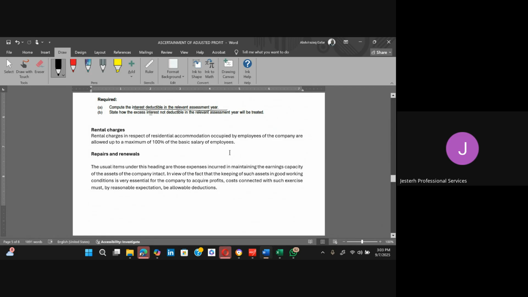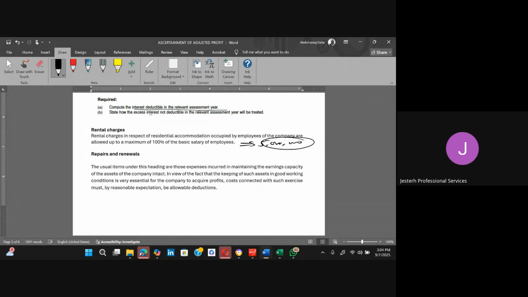So what we are saying here is that if a company or an entity pays for the rent that is occupied by the employees, the total amount that could be deducted will be 100% of the basic salary of such employees.